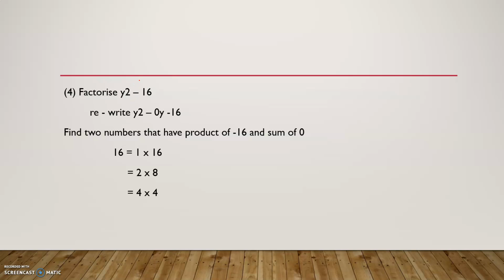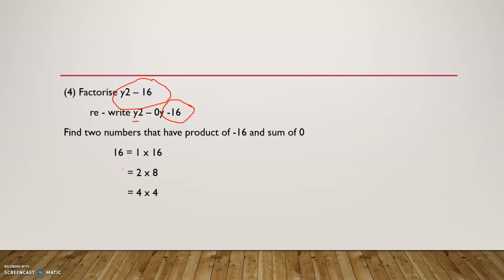Let's go to another example, which is again a quadratic equation, y squared minus 16. This is a little bit tricky, but it's not that difficult. We need to rewrite the equation by adding another term. So we write y squared, and we add 0y, which means nothing, and minus 16. Again, we'll have to find two numbers that have a product of negative 16 and a sum of 0.